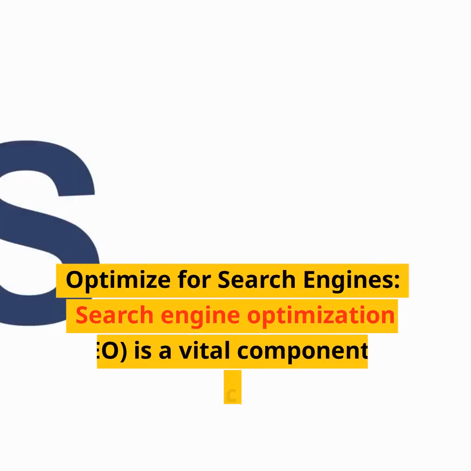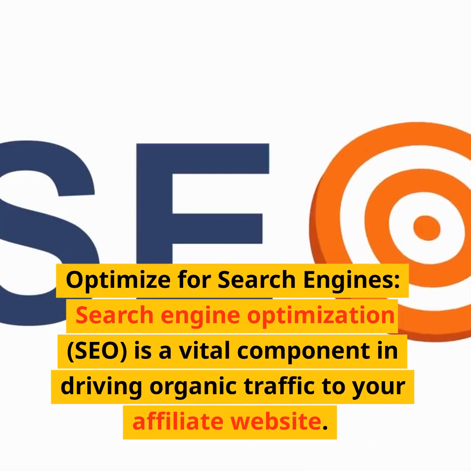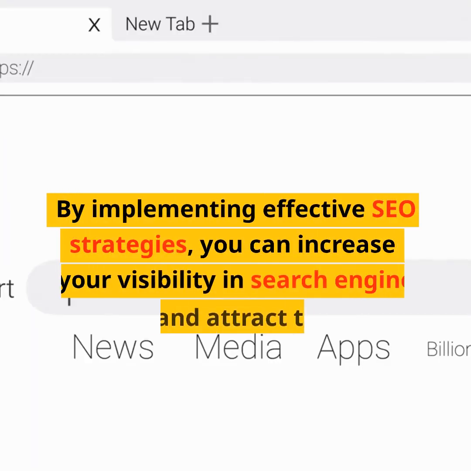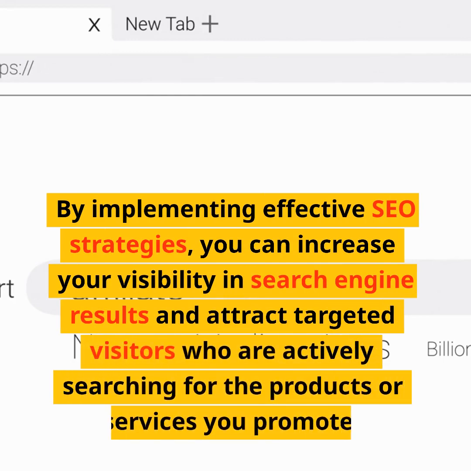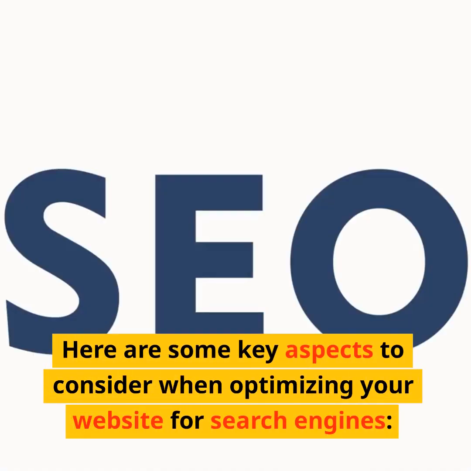Optimize for search engines. Search engine optimization, SEO, is a vital component in driving organic traffic to your affiliate website. By implementing effective SEO strategies, you can increase your visibility in search engine results and attract targeted visitors who are actively searching for the products or services you promote. Here are some key aspects to consider when optimizing your website for search engines.